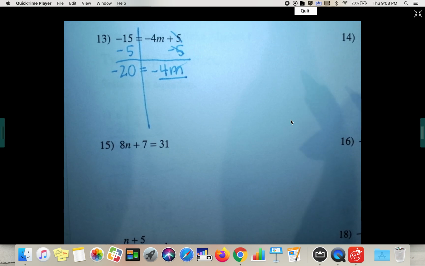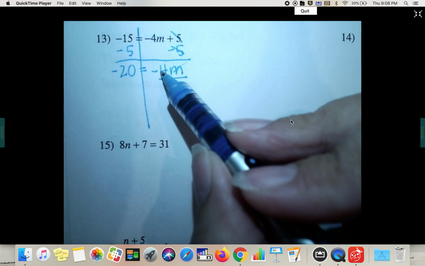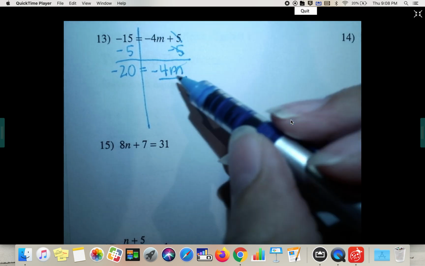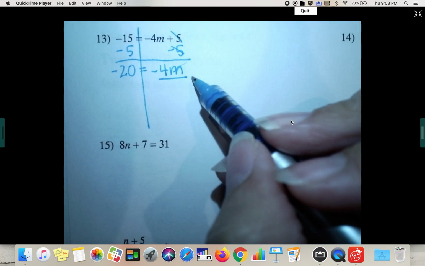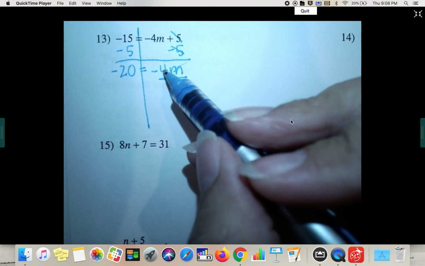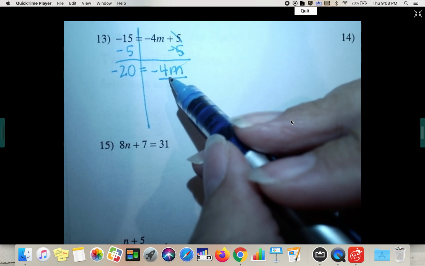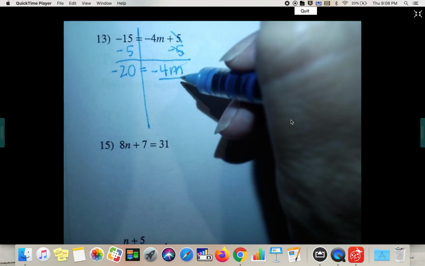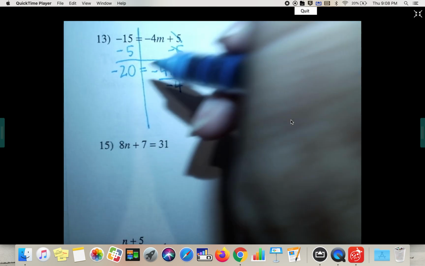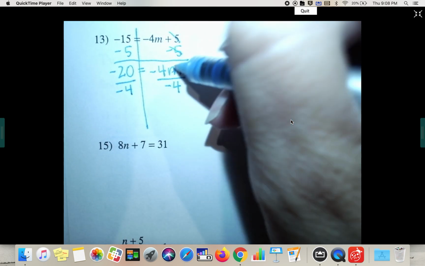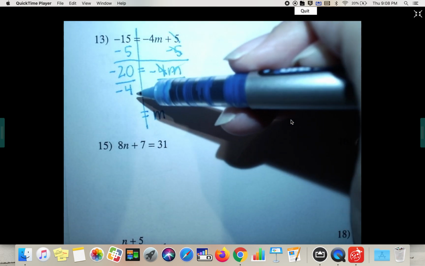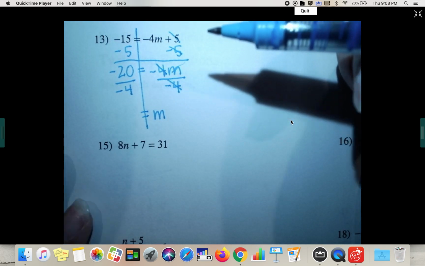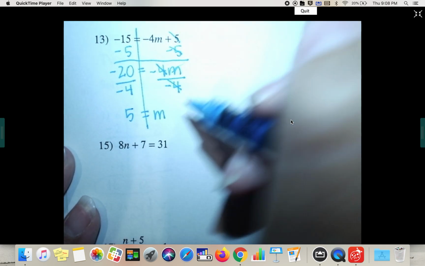And a lot of people wonder, do you divide by positive? Because that's the opposite, but you're not changing the number, you're changing the operation. So we do not want to divide by something different. We want to divide by exactly what's being multiplied. So right now, negative 4 is being multiplied, so I want to divide by negative 4 on both sides. Cancel, cancel. Negative 20 divided by negative 4, negative divided by negative is positive 5.